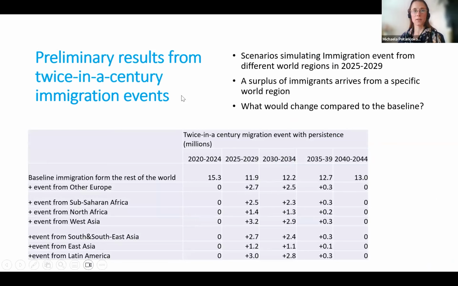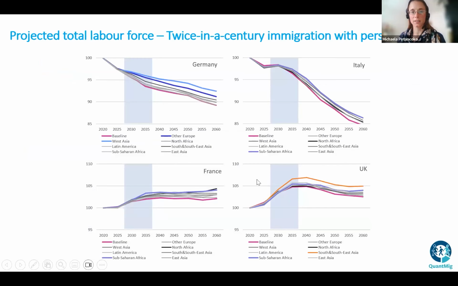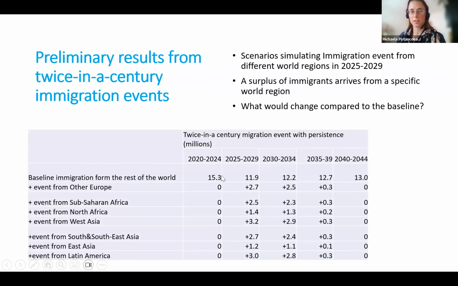To illustrate this, I think Jakob would be able to explain much more about the theory behind why taking the 90th percentile of Pareto distribution would roughly correspond to twice in a century frequency of occurrence of such an event. What I can show you to imagine what we are doing is that in the first line, you can see the gross inflow of immigrants into the EU plus countries in different time periods that we are modeling.